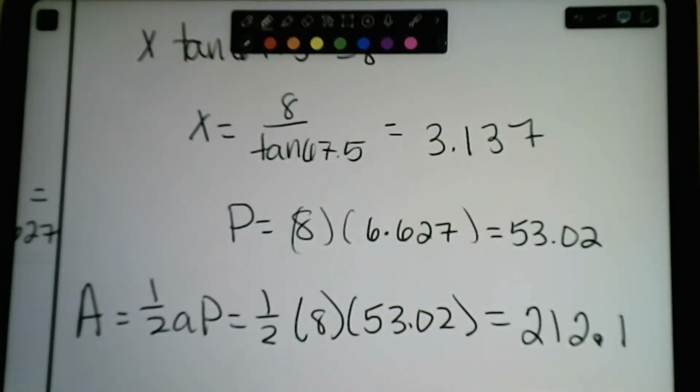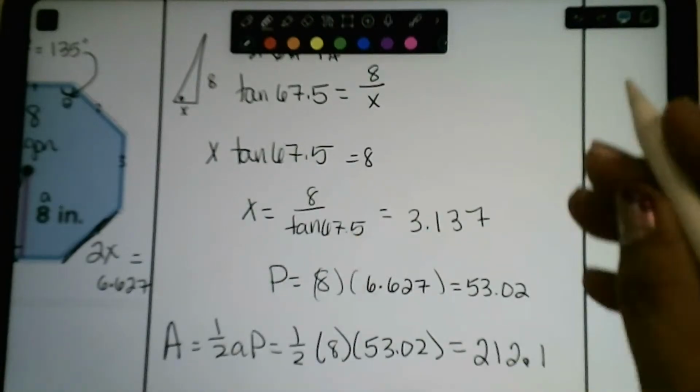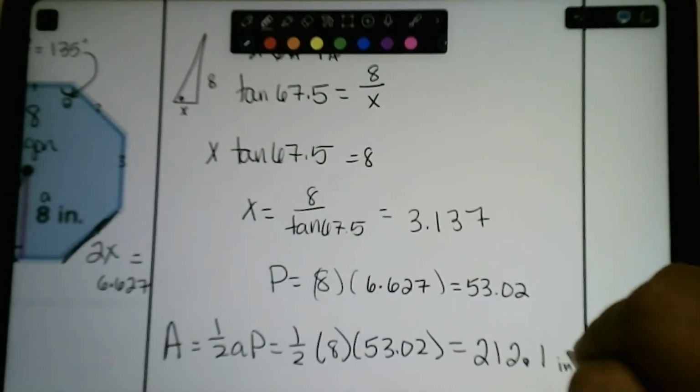Now that I have the apothem, which was given to me, and I have the perimeter, which I just calculated, that's why we had to go through the trig thing, was I had to find the perimeter. I now have the area of this regular polygon, which is approximately 212.1 inches squared. I did not write the units. I'm sorry.